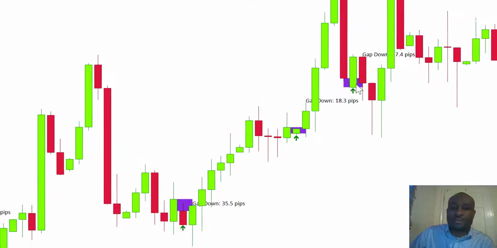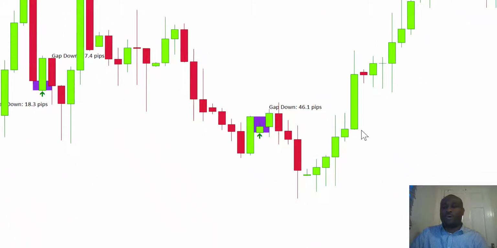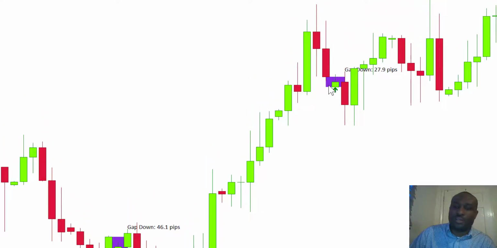Gap closed. Gap closed. Absolutely. So everywhere, in most of the cases, we have very nice closes of the gaps.